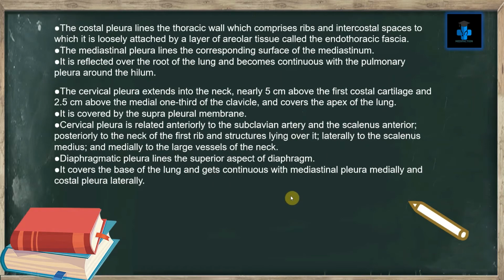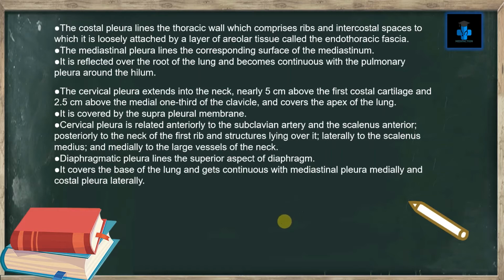The costal pleura lines the thoracic wall, which comprises ribs and intercostal spaces, to which it is loosely attached by a layer of areolar tissue called the endothoracic fascia. The mediastinal pleura lines the corresponding surface of the mediastinum. It is reflected over the root of the lung and becomes continuous with the pulmonary pleura around the hilum.